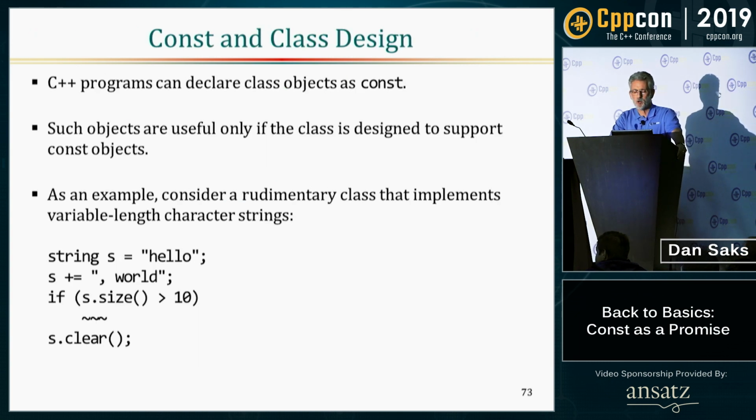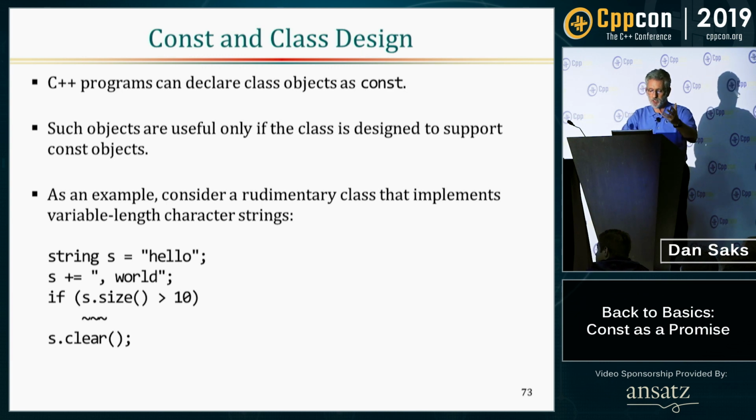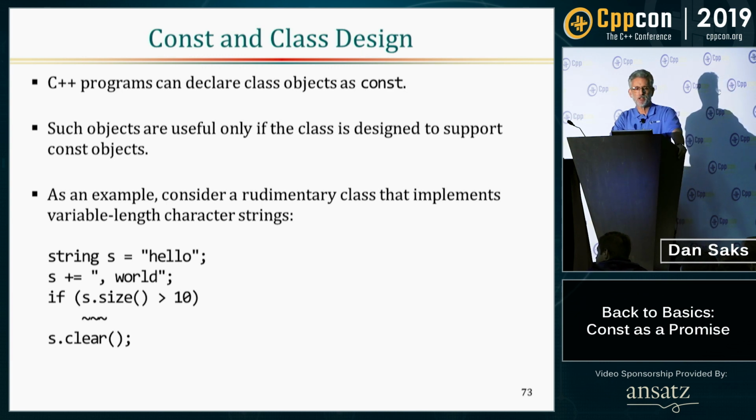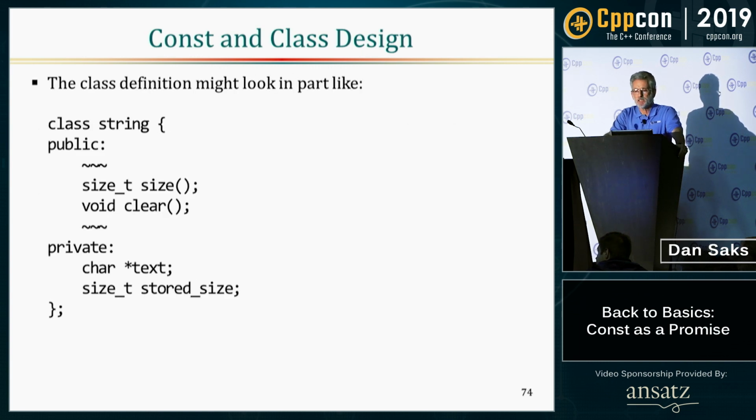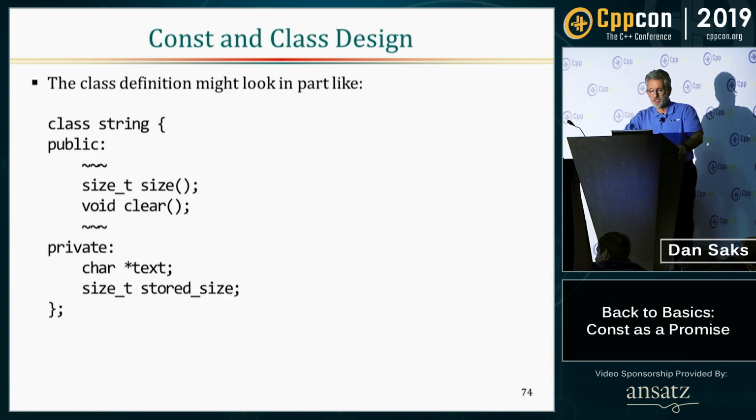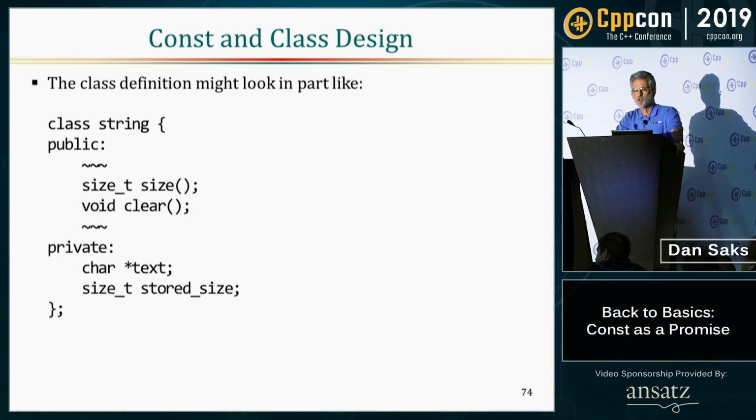Okay, let's just talk for a moment about const and class design. I'm going to use as my illustration a rudimentary string class that looks a lot like the standard string. Here's a sketch of an implementation. The private data consists of a pointer to a character that points to a dynamically allocated array that holds the text of the string, plus an integer, which is the current number of characters in the string.